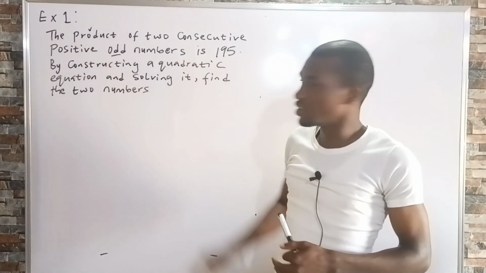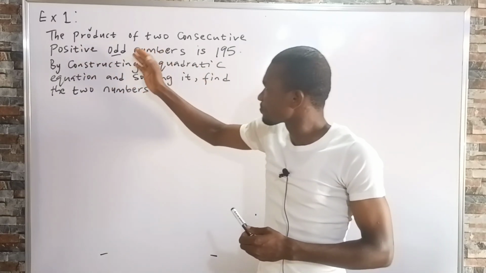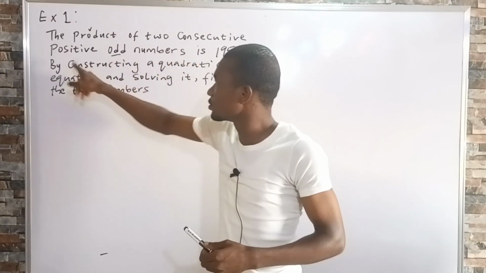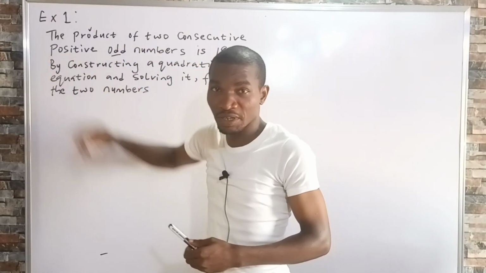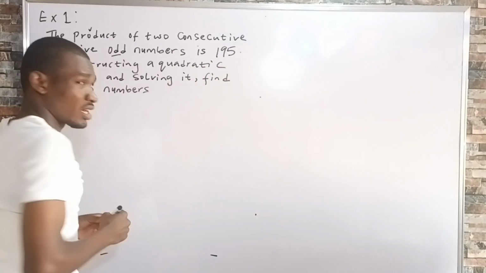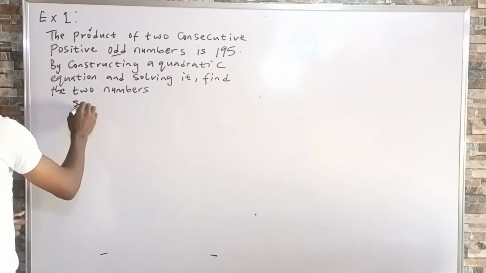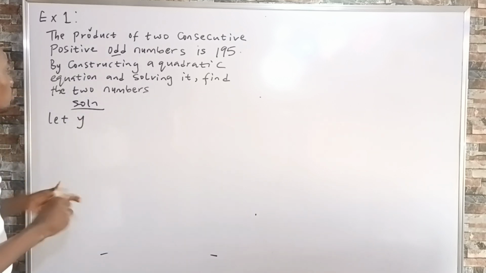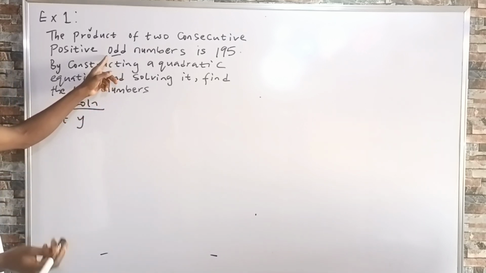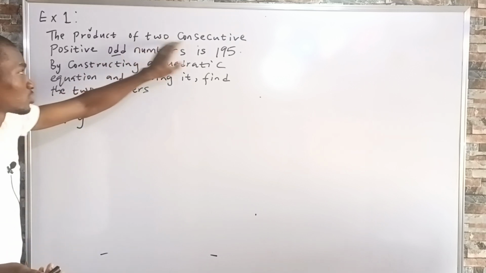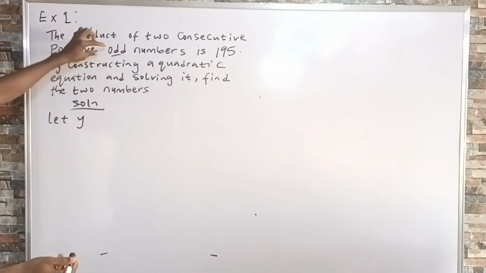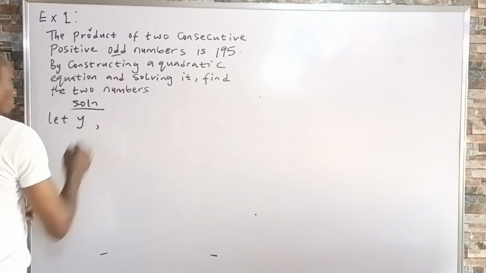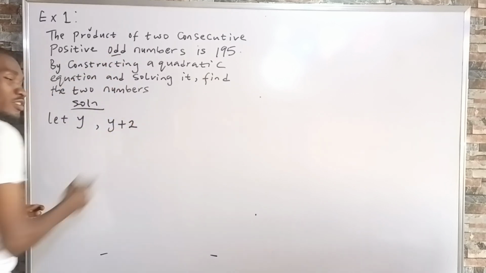So with these two pieces of knowledge, let's go ahead and solve this. We are told that the product of two consecutive numbers, and those two consecutive numbers should be positive numbers, but we don't know what those two numbers are. So this is what I'm going to say. Solution: let y be the first odd number. I do not know what the two consecutive numbers are, so I will say let y represent one of the odd numbers. Then for the second odd number, I will say let y plus 2 represent it.